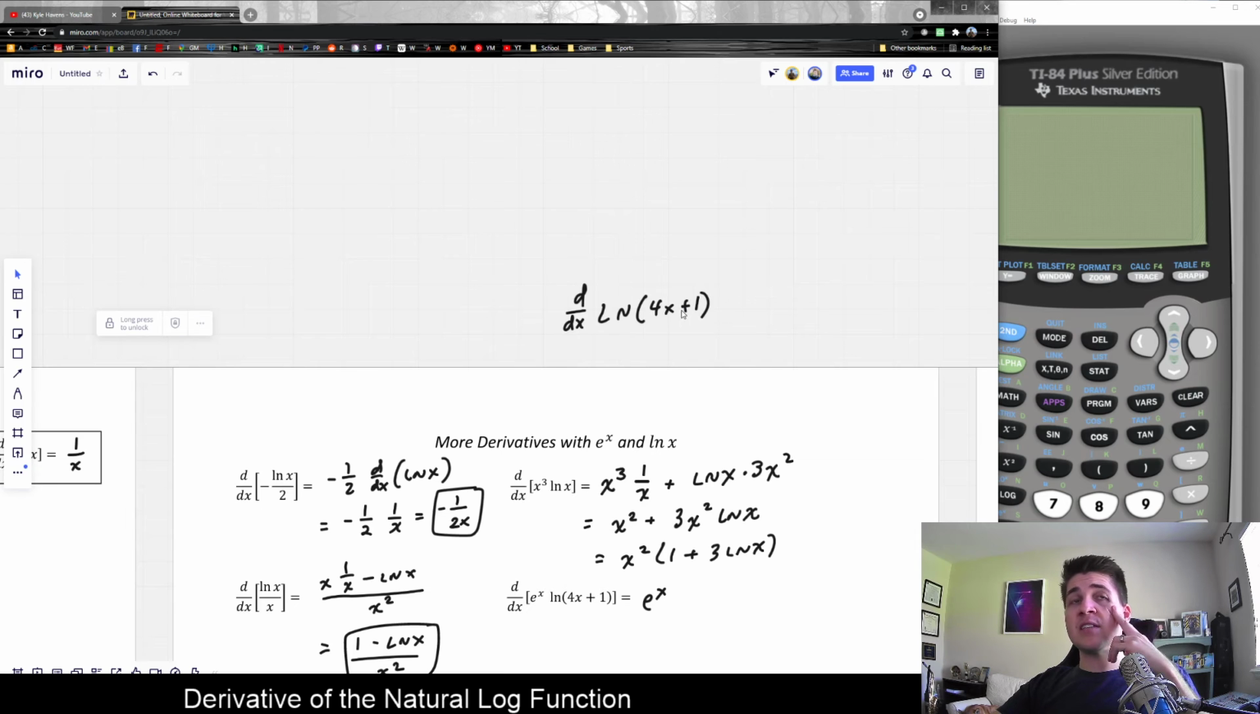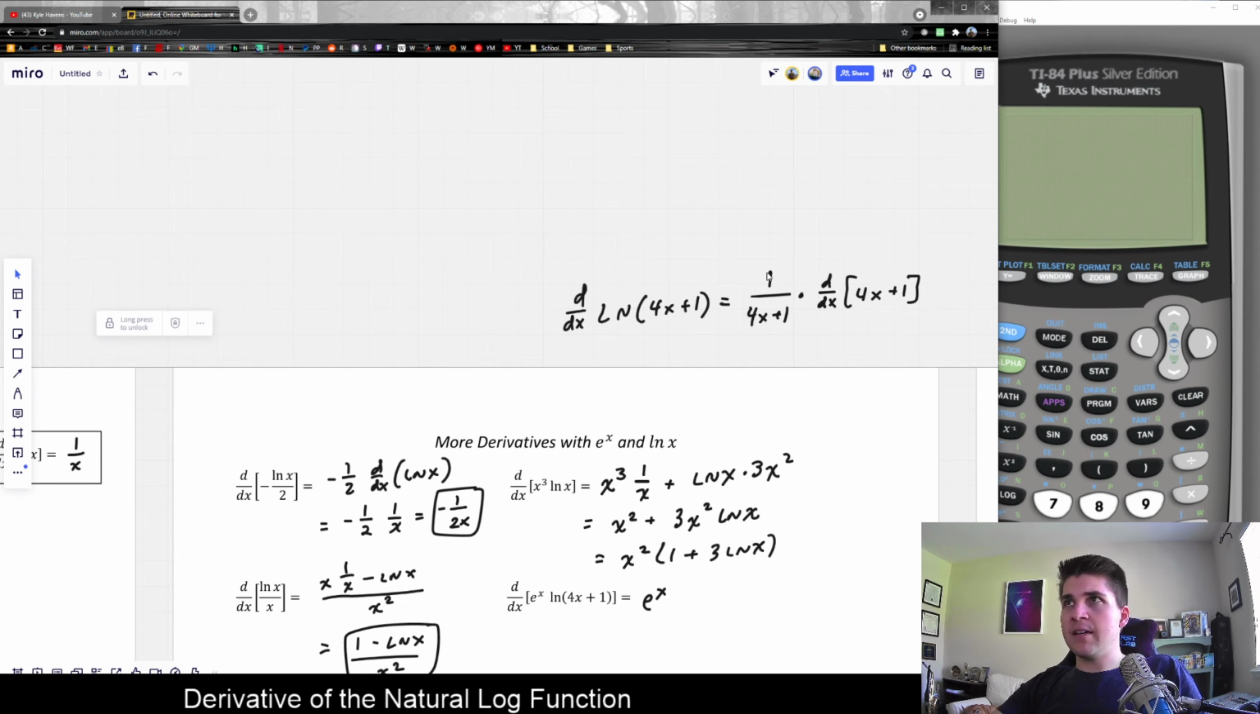If I want to do this, I can take the derivative of the outside. The derivative of ln of x is 1 over x. So this would be 1 over x, but you keep the inside the same. So the derivative of ln of something is always 1 divided by that something. But again, you also have to multiply by the derivative of the inside. So then I multiply by d/dx of 4x plus 1.